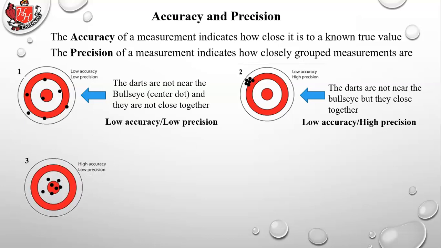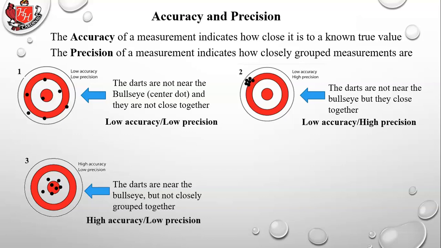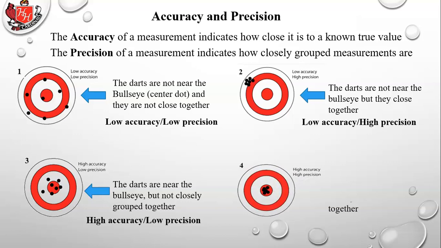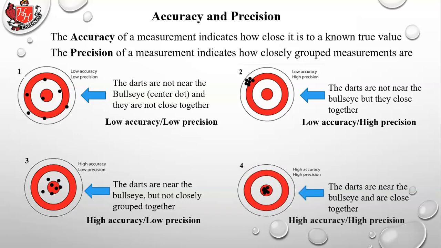Okay, next up we have high accuracy and low precision. All of these darts are near the bullseye, but they're kind of high, low, right, left. So they're not real precise. They're not really tightly grouped together. So that would be high accuracy and low precision. And finally, the darts are near the bullseye and are close together. So that would be high accuracy and high precision.